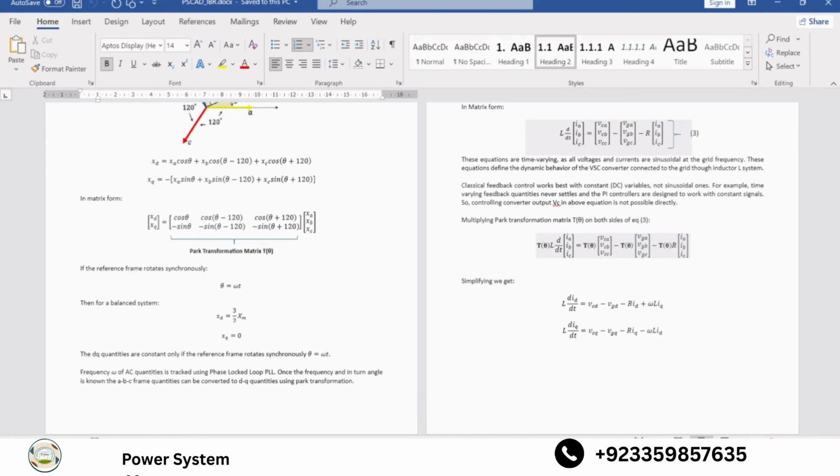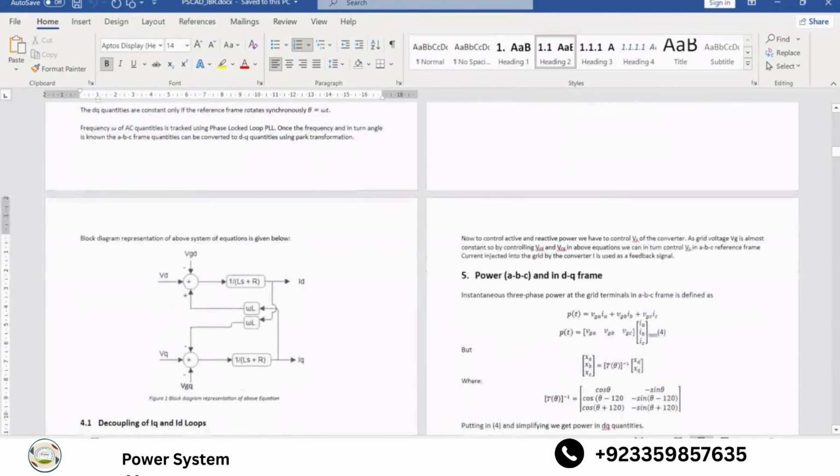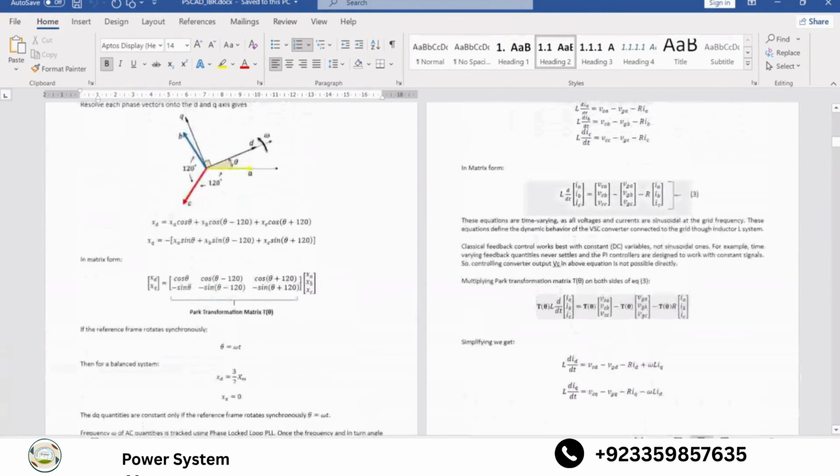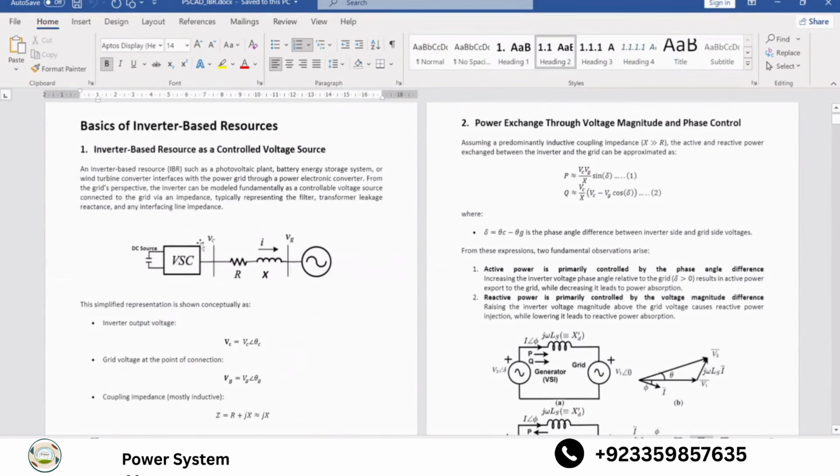So if you want to change ID, your IQ will also change, and if you want to change IQ, your ID will also change, and by that your real and reactive power will not be independently controlled. So if you want to control real power only, your reactive power will be controlled as well, and that's not what I want. I want this system to behave as a synchronous machine.